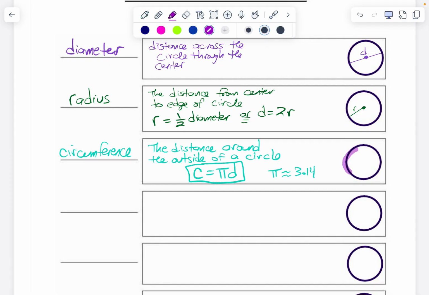Again, this is the distance around the circle on the outside edge. Since we wrote up here that diameter is 2 radiuses, we could also modify this formula to be 2 radiuses times pi. So 2 pi r, you might see it that way.